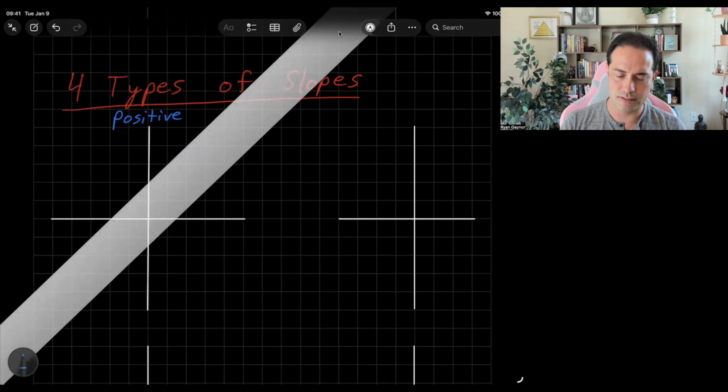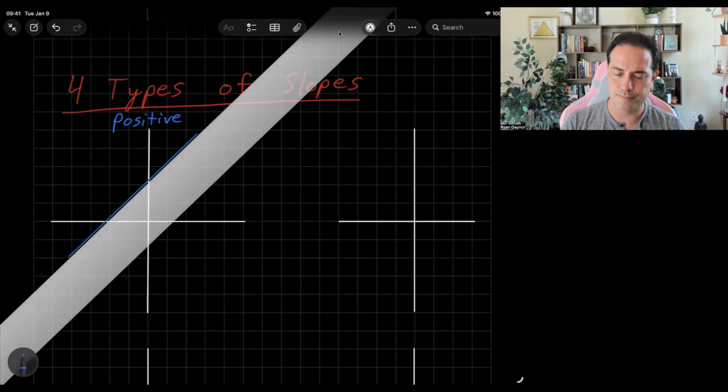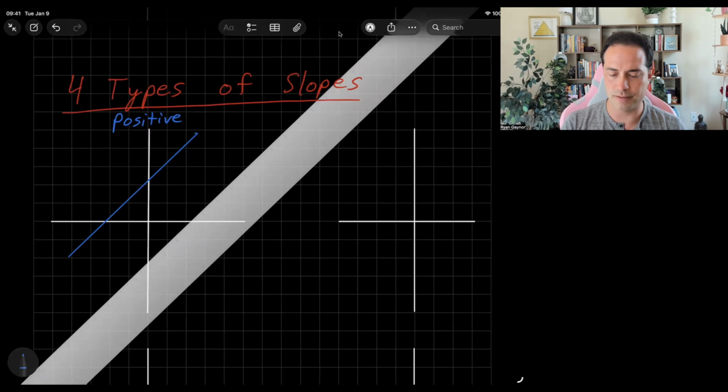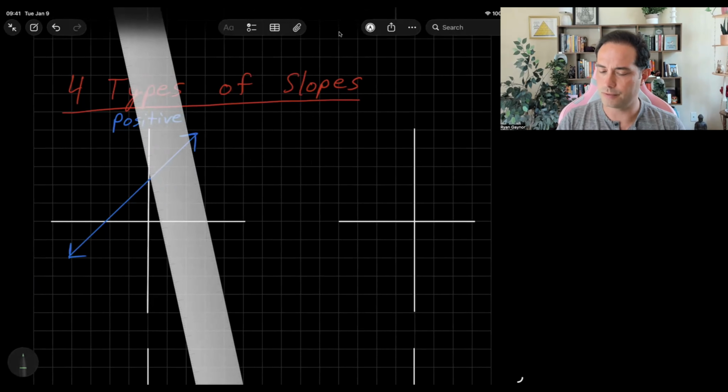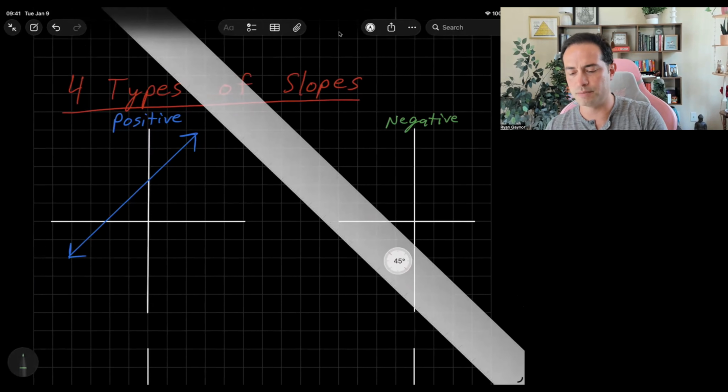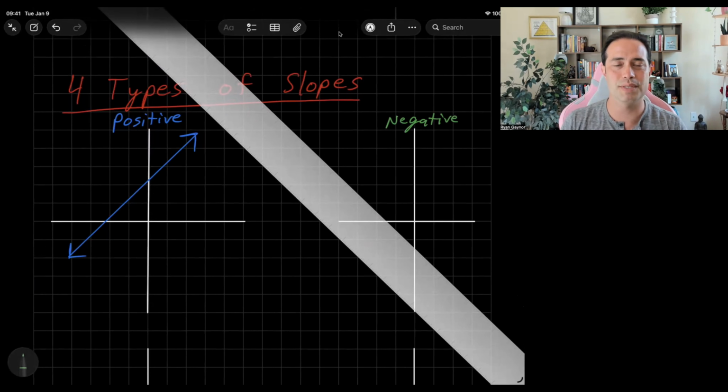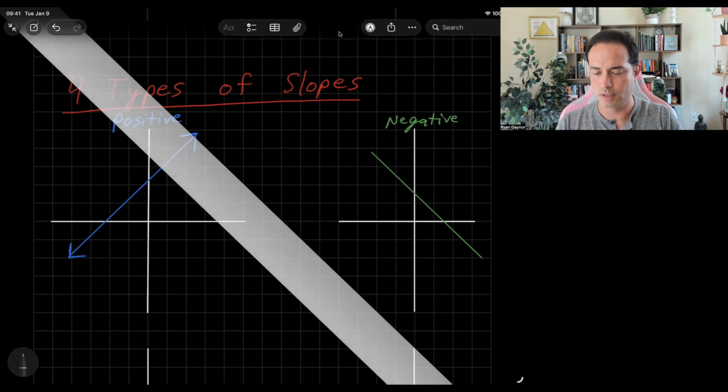So if I just connect this up, then there it is. So that's an example. You have to have the arrows on both ends, because the line goes forever. All right, so that's a positive slope. Now, let's look at the very next one. The next one we would call a negative slope. So again, I'm looking left to right, but this time I'm going down a hill or down a mountain. Okay? So there's a negative slope.